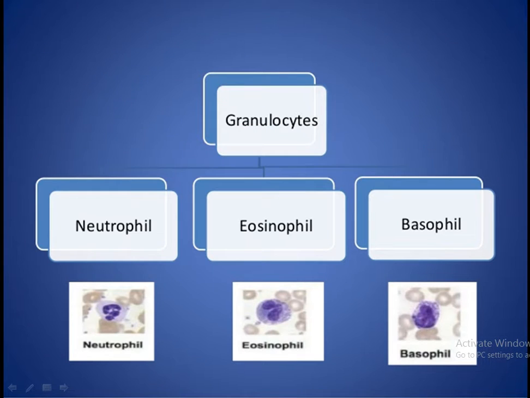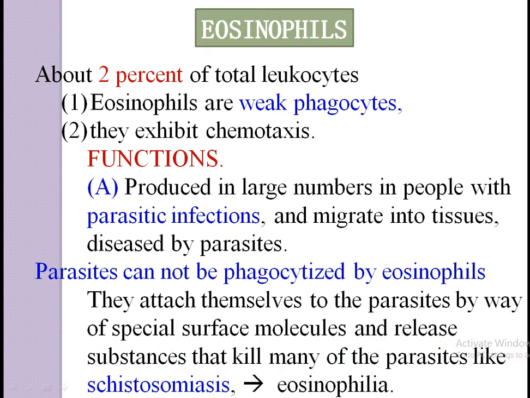Up till now we have thoroughly discussed the function of the neutrophil and also its developmental stages. Today we will focus on the eosinophil and basophils. Almost 2% of the total leukocytes are the eosinophils, which are weak phagocytes and exhibit chemotaxis. They are produced in large numbers in people with parasitic infections.